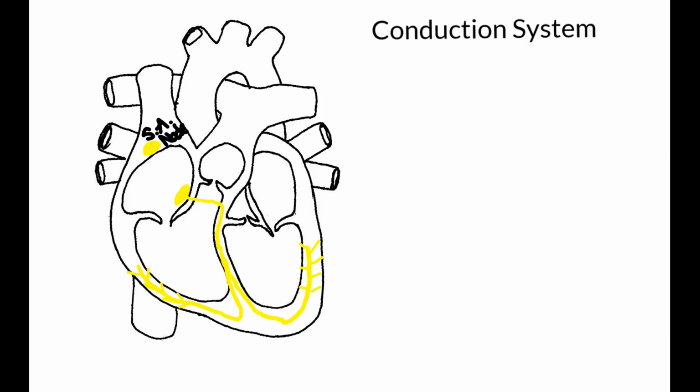The next structure is going to be the AV node, which you find on the inferior part of the right atrium or the superior part of the right ventricle. And once again, I'm just going to abbreviate it. This is your AV node.